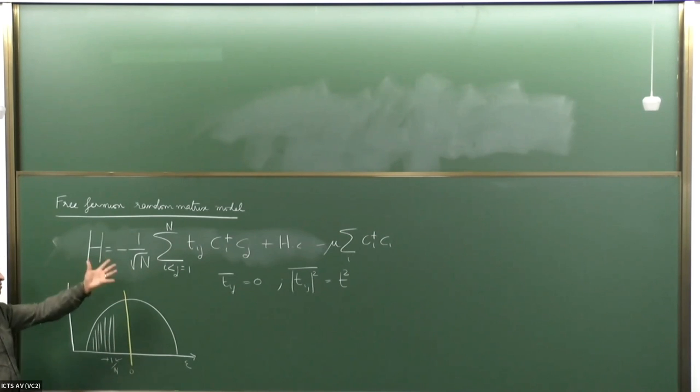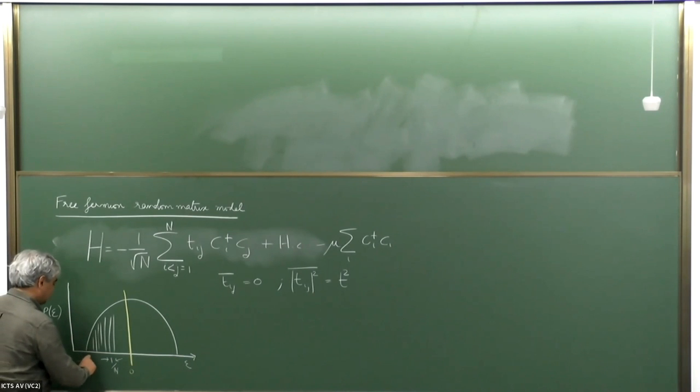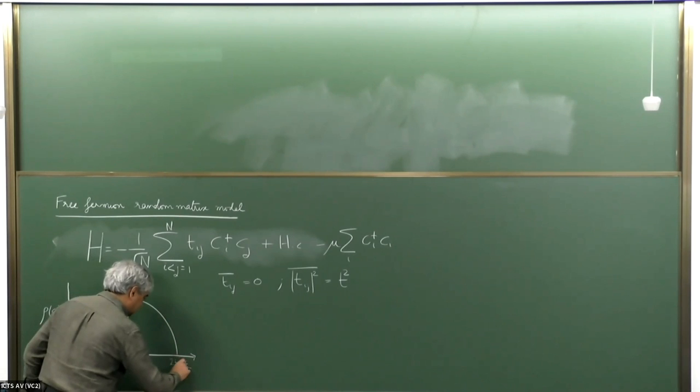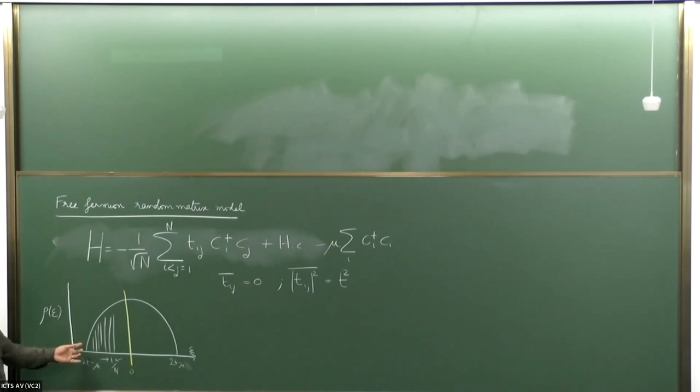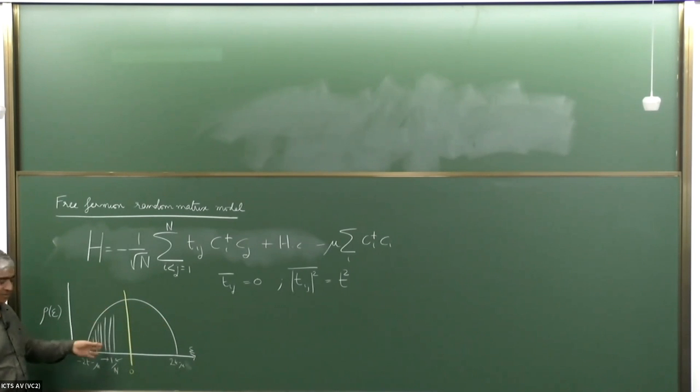We take any given set of Tij. If you compute the eigenvalues, you get a whole bunch of eigenvalues, which are spaced by 1 over n, and go from minus 2t minus mu to 2t minus mu. Just in a few minutes, I'll show you how to get this density of states. This is the famous semicircular density of states. So that's the average over these delta functions that you will get, spacing 1 over n.